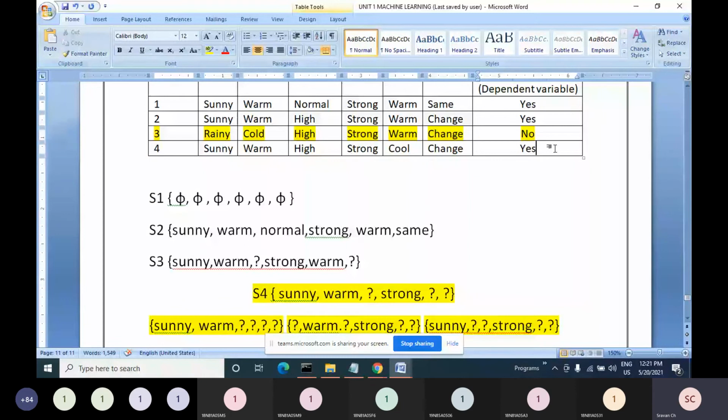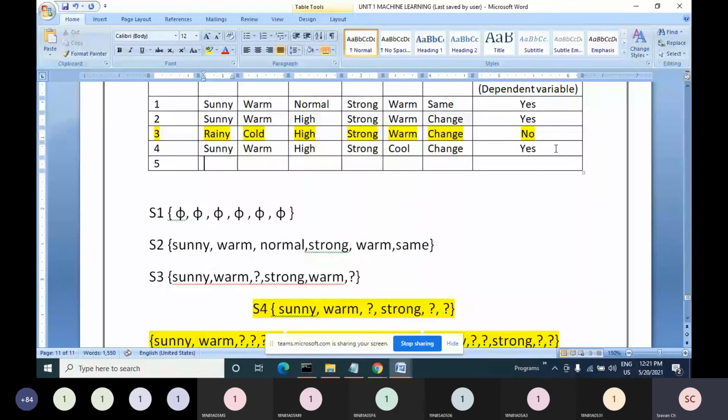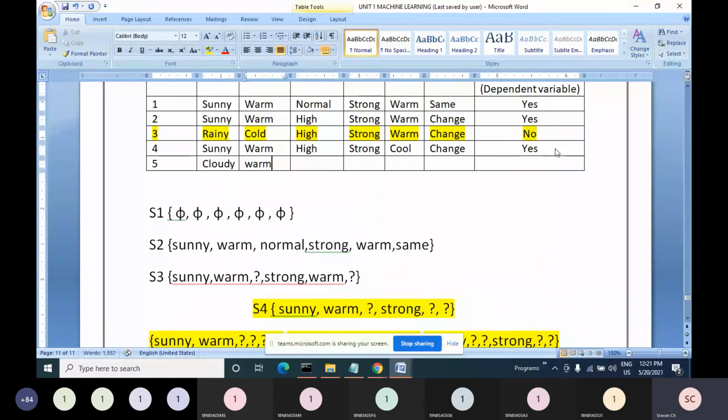Here we don't know the outcome, friends. This is the testing part. Here I'll write: cloudy. This is warm. This is low. This is strong. This is cool, and this is same. Now, if these are the values of my 6 parameters, you tell me whether my friend will go for enjoying a water sport or not. What is the output in this case?